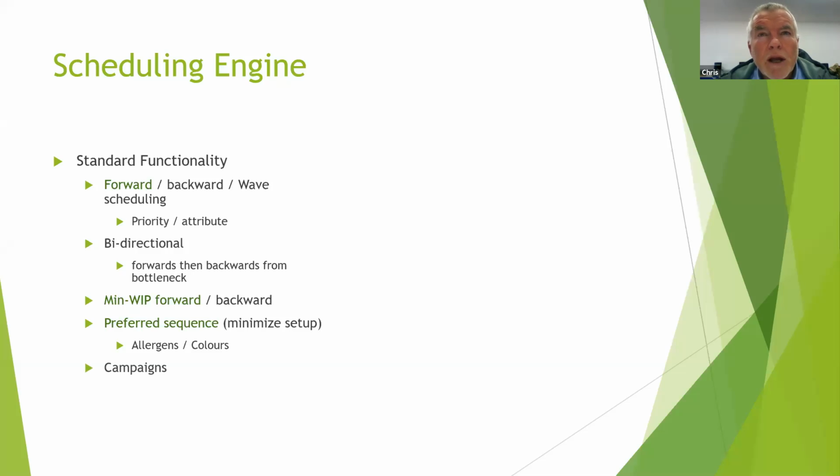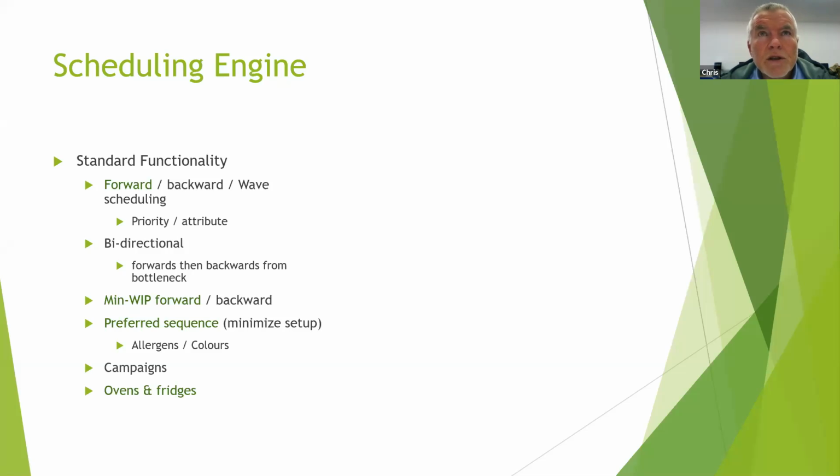I could run campaigns. A campaign is: take all the work in the next 2 weeks and schedule that as optimally as you can, and don't go more than 2 weeks, and then take the 2 weeks after that and schedule that efficiently. But don't schedule all 4 weeks efficiently, because then I don't meet the customer demand.